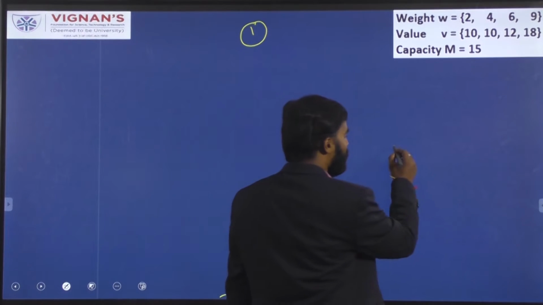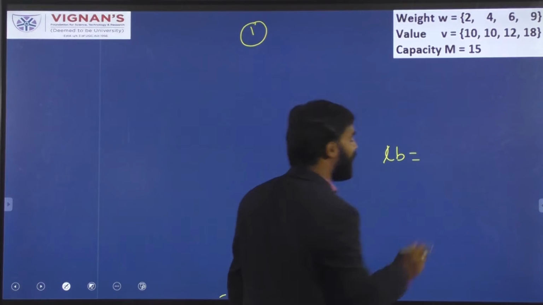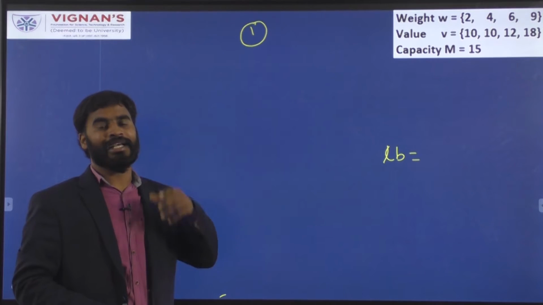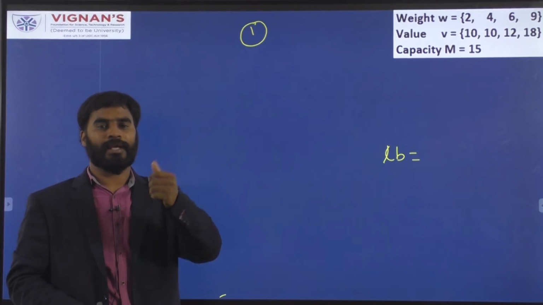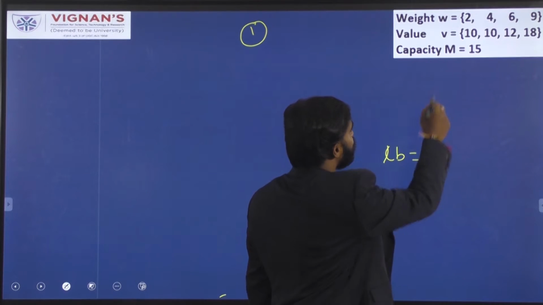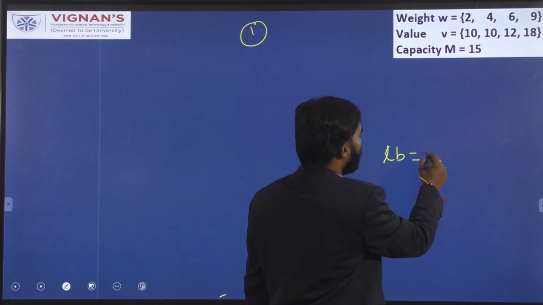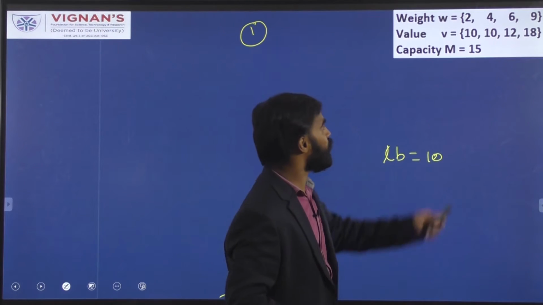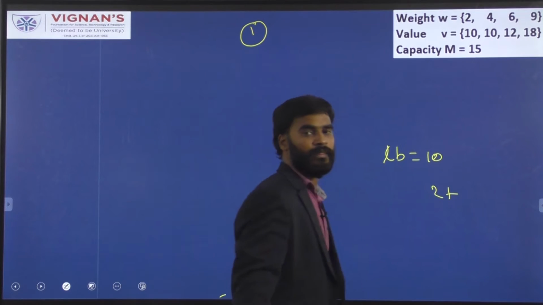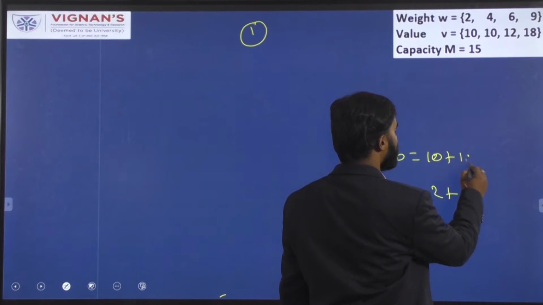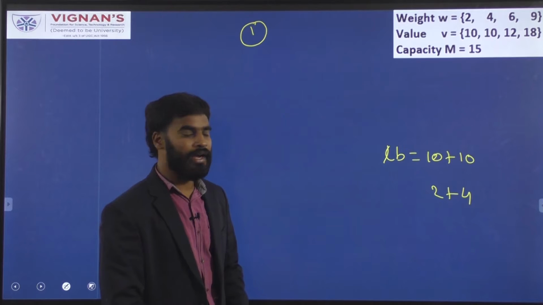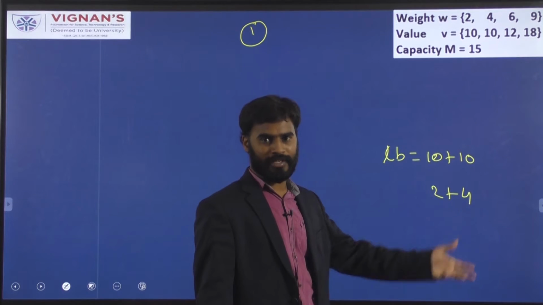When you are calculating the lower bound and upper bound at the root node, just select items one after another until you fill the capacity. You can choose the first item, and its value is 10. So we added the weight of 2. Next, add the second item, and its weight is 4. So far we added 6 kilos of weight to the knapsack bag.